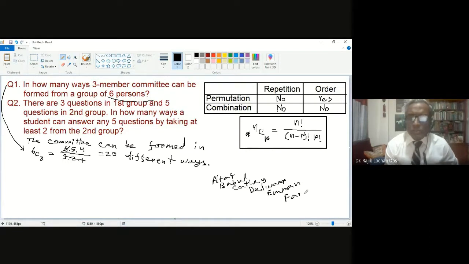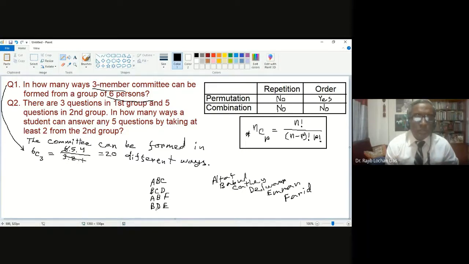Okay, so you have 6 persons A B C D E F. Now you will take three members for your committee. So if you take A B C, this is a committee. Fine, no problem. You are taking Altaf, Babul, and Kathy. If you take B, C, D, that is another committee. If you take A, B, F, that will be another committee. If you take B, D, E, that will be another committee.